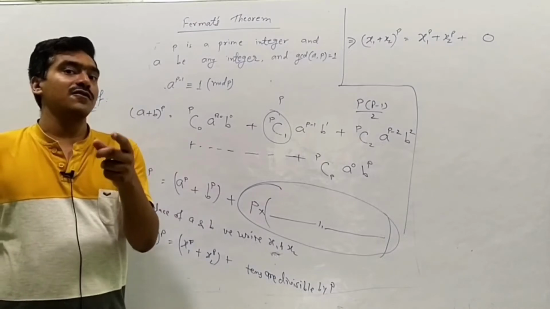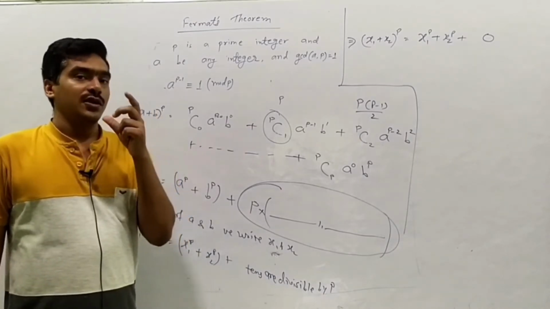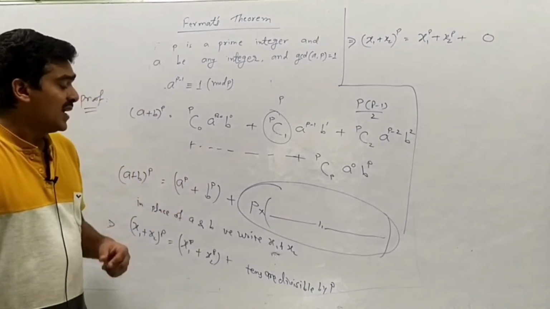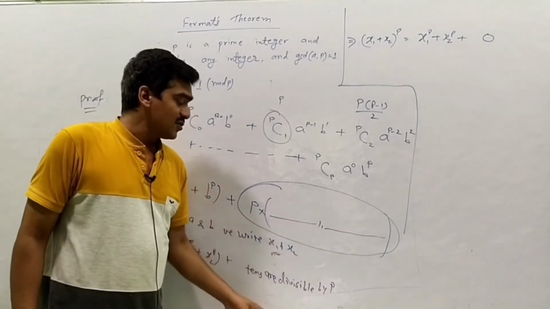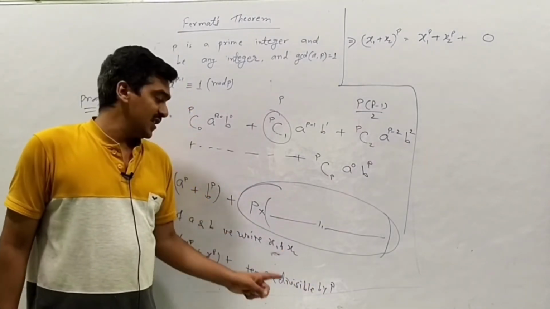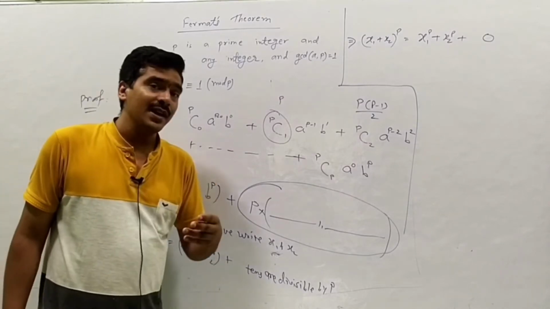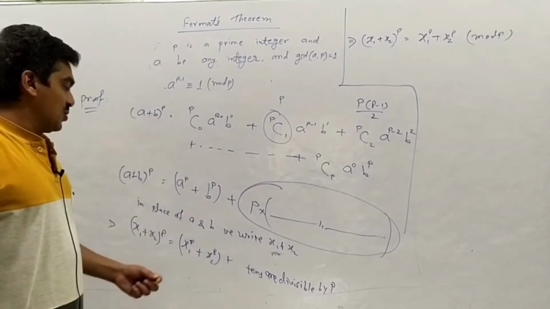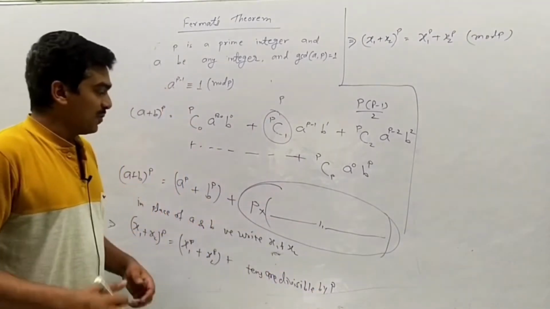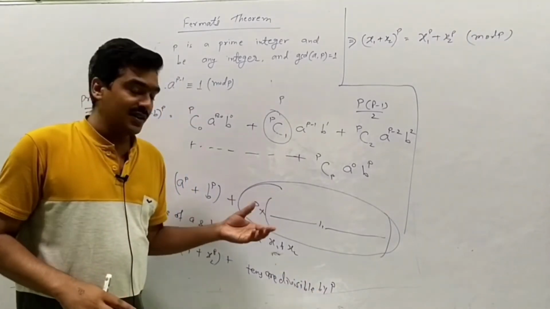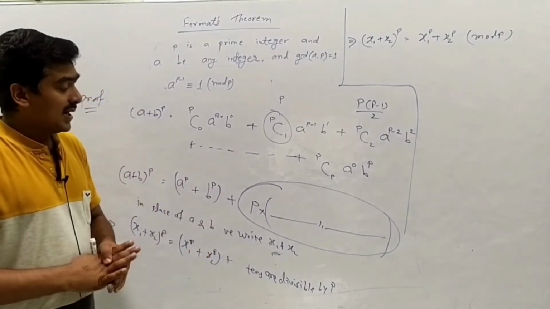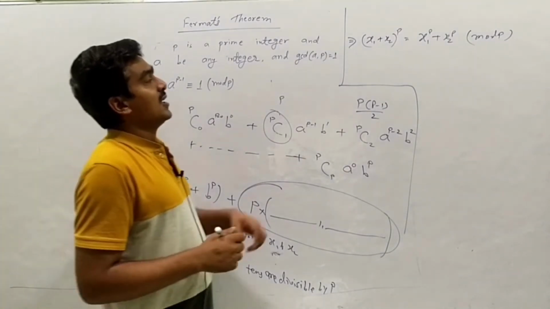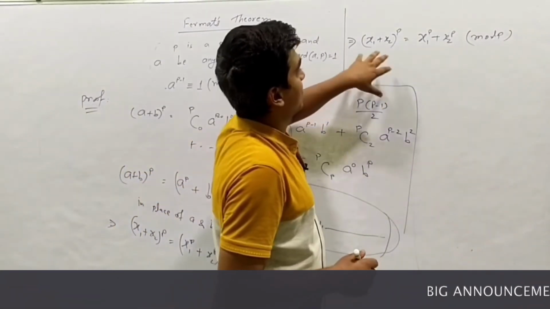According to the definition of addition modulo p, these terms should be 0, because if these terms are divided by p, the remainder is 0. So these terms vanish modulo p, because when divided by p, the remainder is 0. Now let us generalize.